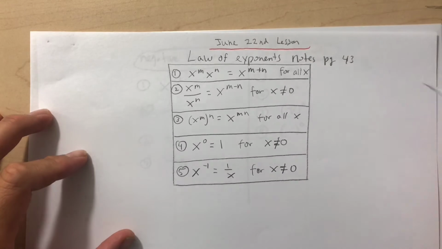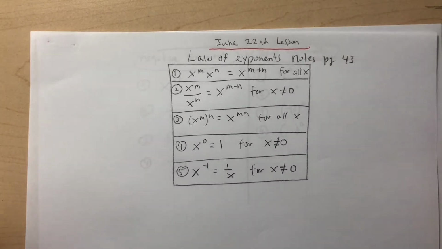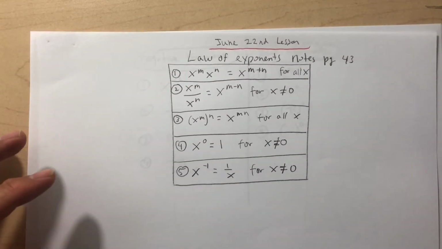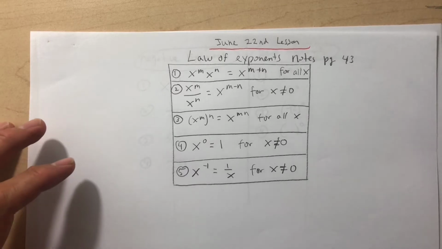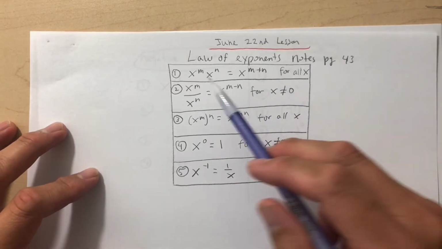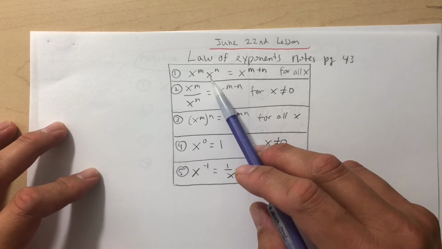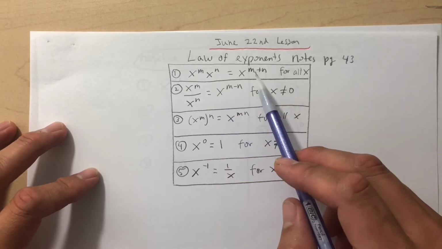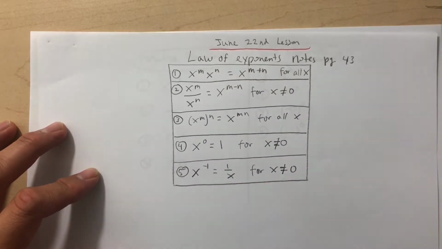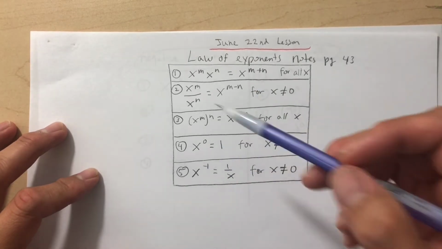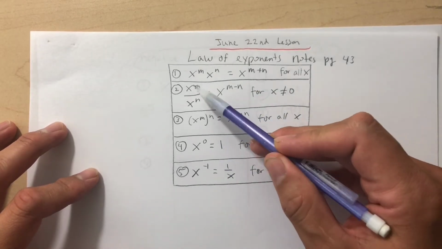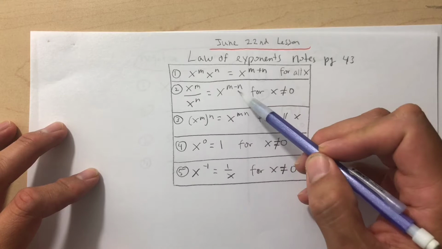It's just laws of exponents, something that you did last year, so we're going to run through it kind of quickly. There are 5 simple laws. The first one is when you multiply, if they have the same base, then you can add the exponents for all of x. It doesn't matter what number it is, okay? When you divide, again, they have to have the same base, then you subtract the exponents.